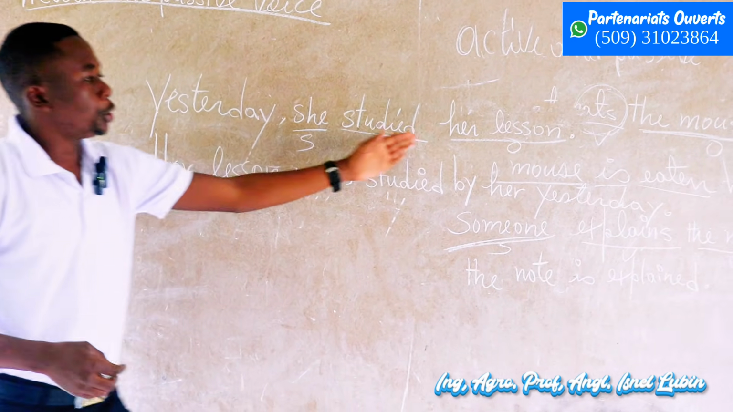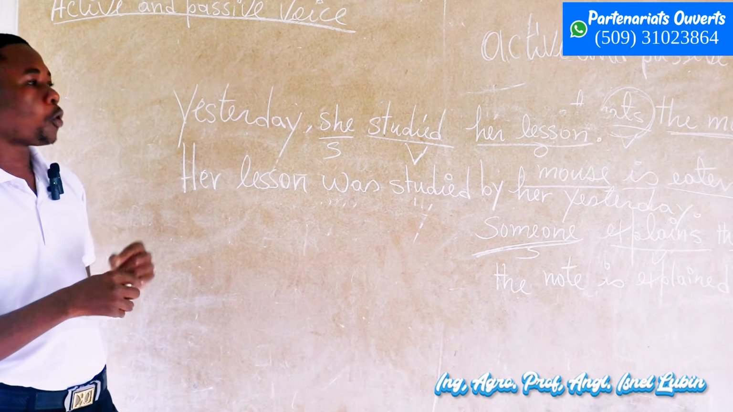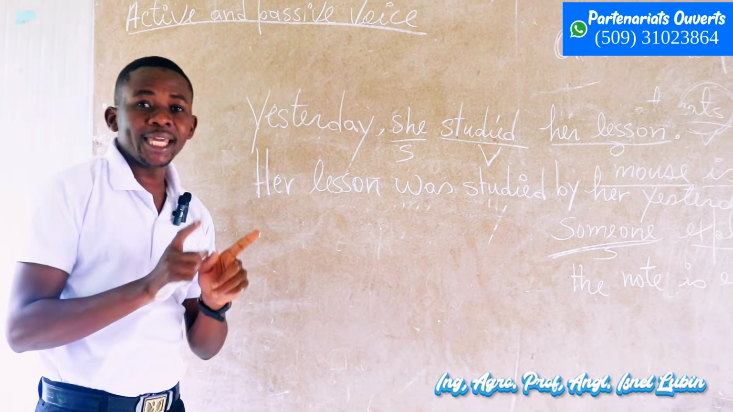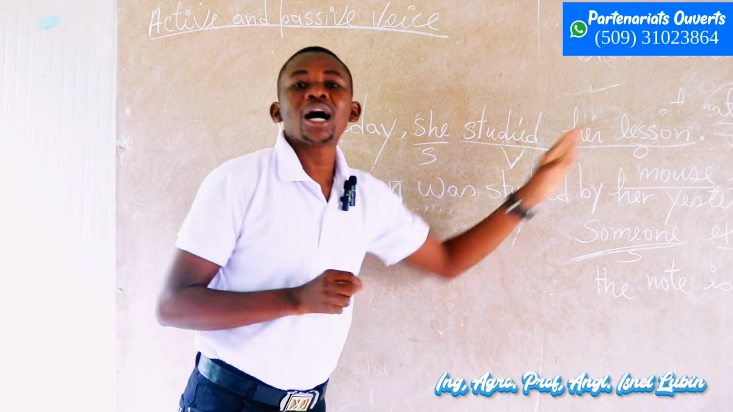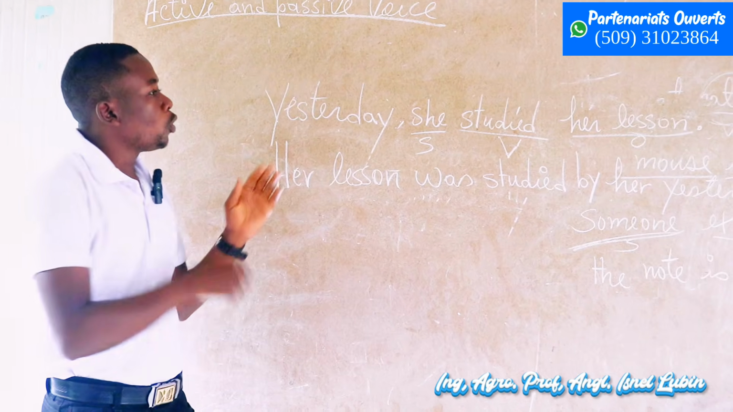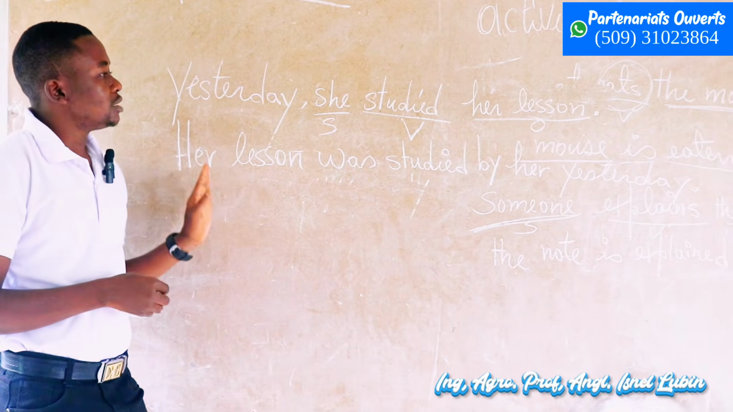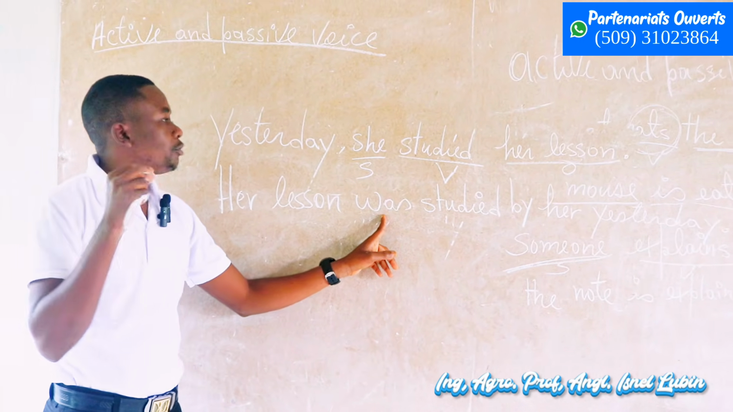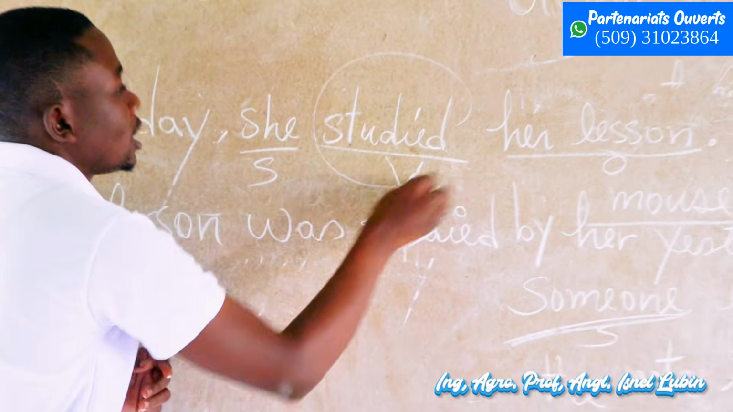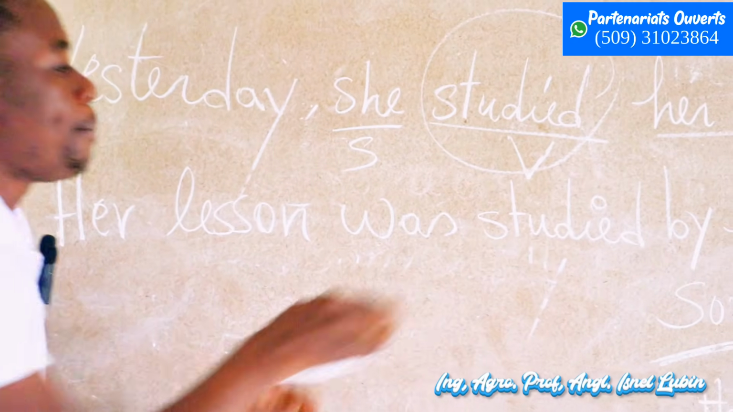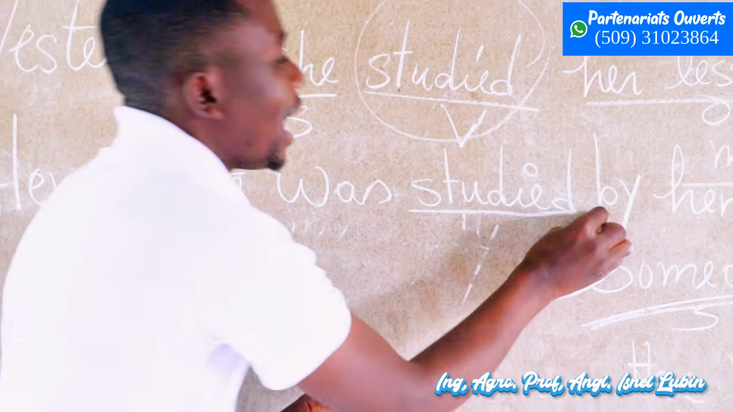Yesterday she studied her lesson. Okay, the sentence is in active voice. So to transform to passive voice, firstly, you have to identify the subject, the verb, and the direct object. And then you are going to move the object to the subject position, and then you are going to conjugate the verb to be at the same tense with the main verb. The main verb is study. After that, I put the past participle of the verb to study, which is studied, and I put by her.